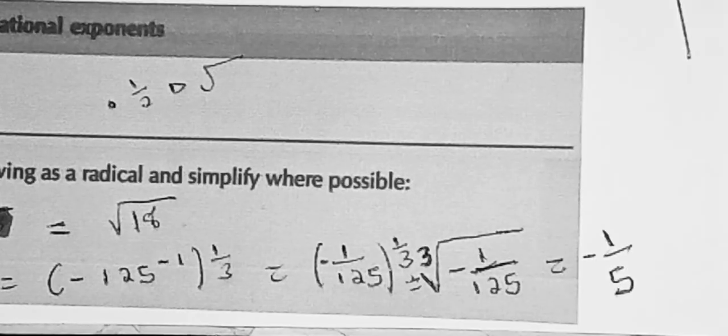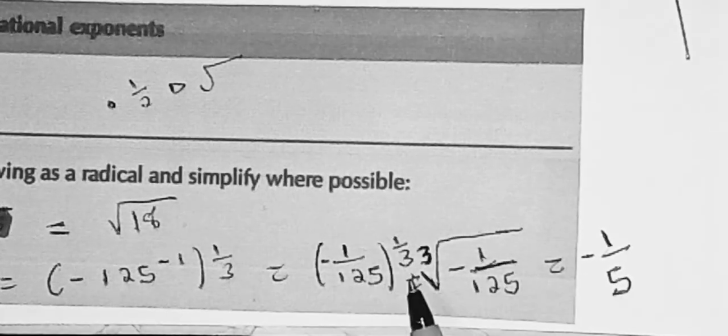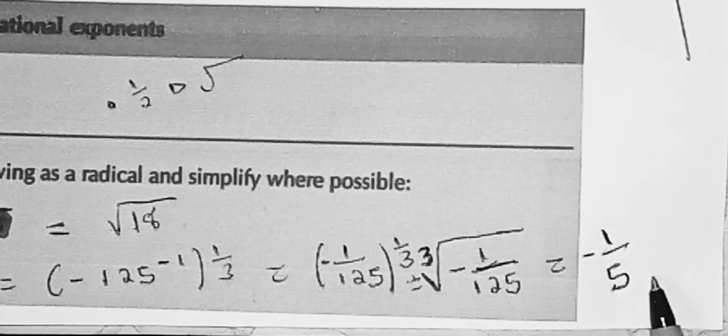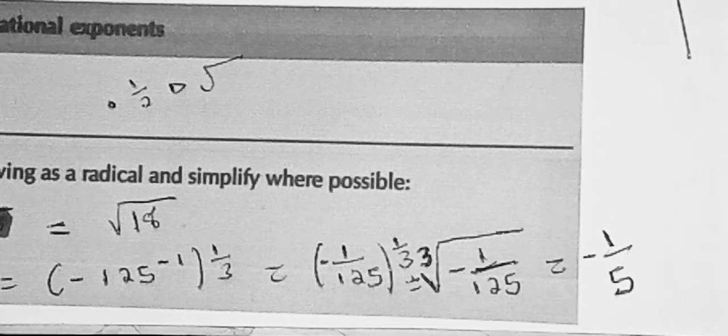So negative 1/5 is the cube root of this whole thing. The 3 is the cube root of everything. Once you put a cube root, you get negative 1/5. So the answer is negative 1/5, once you put everything in a calculator.